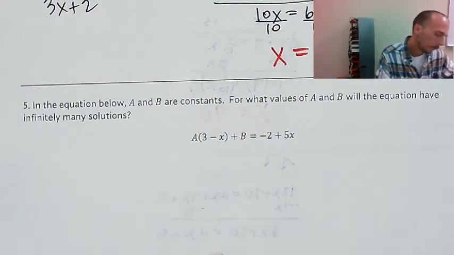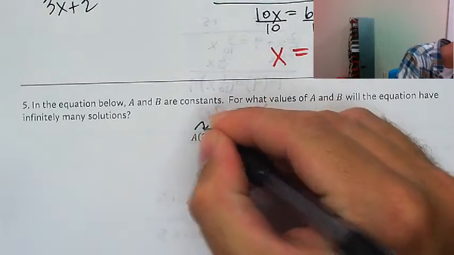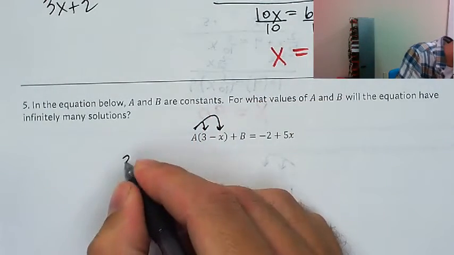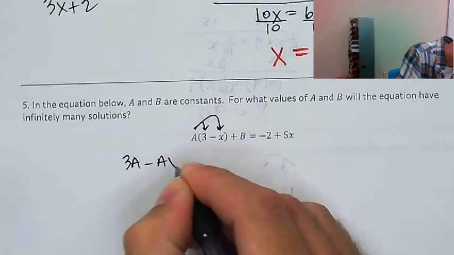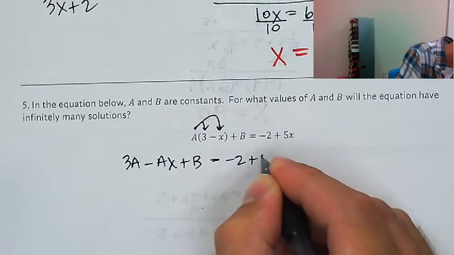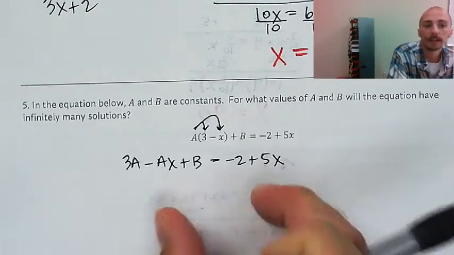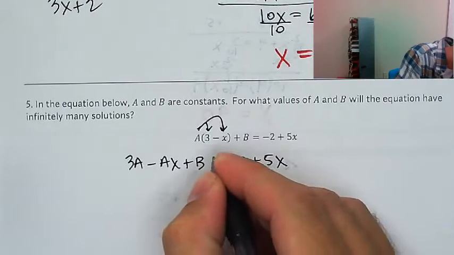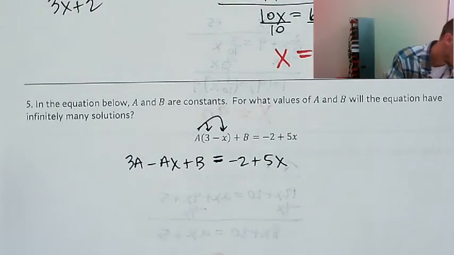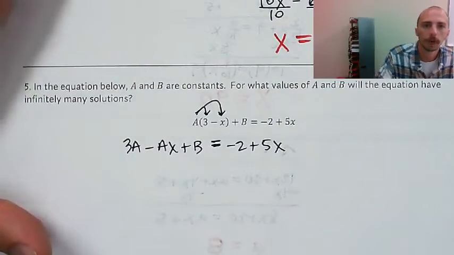All right, over here. What values of a and b will the equation have infinitely many solutions? That's 3a minus ax plus b equals negative 2 plus 5x. Infinitely many solutions means I need it to be identical on both sides, and that doesn't really look like an equals, so I'll change it like that. This one was a little tricky, so I gave you a little bit of training on it in class before you took the quiz, in case you forgot.